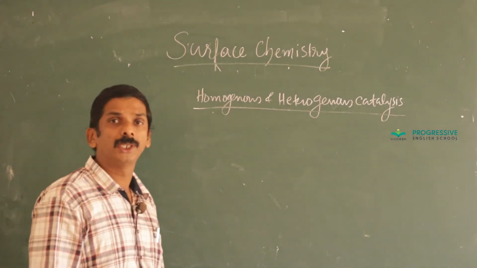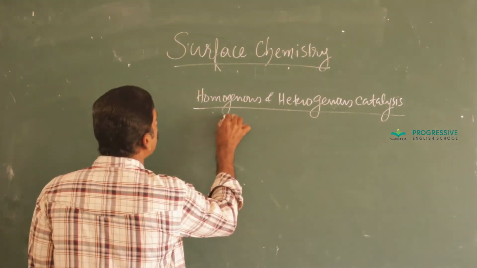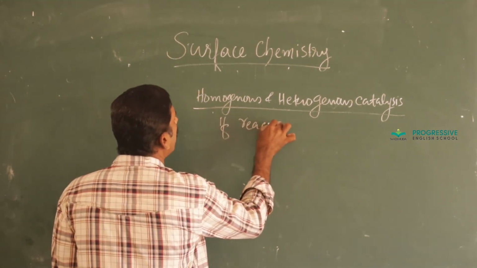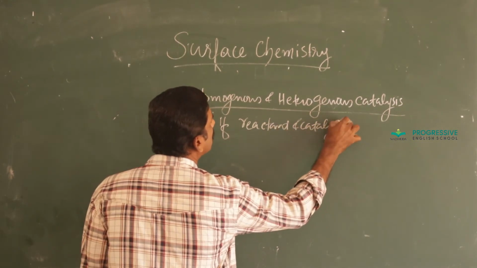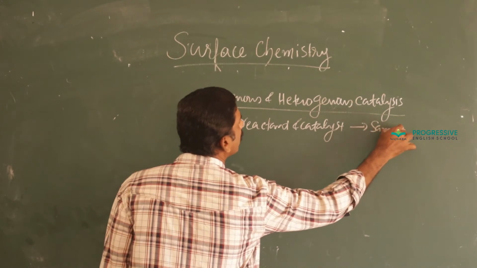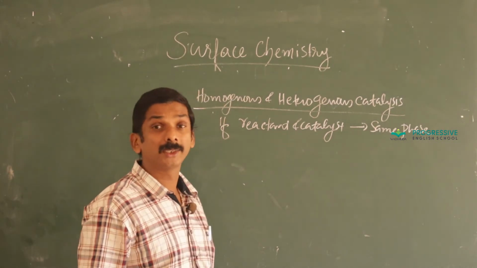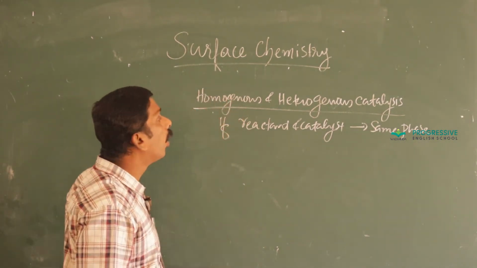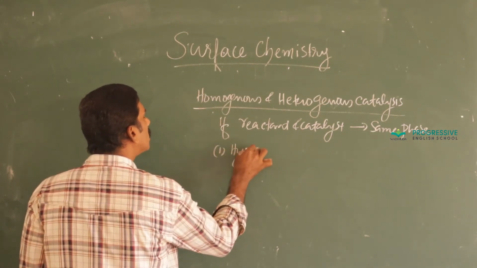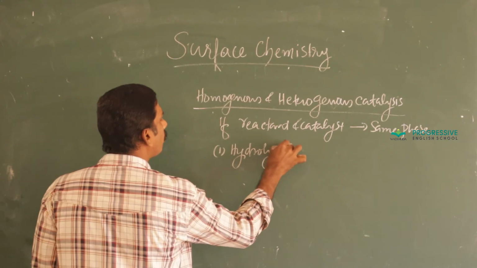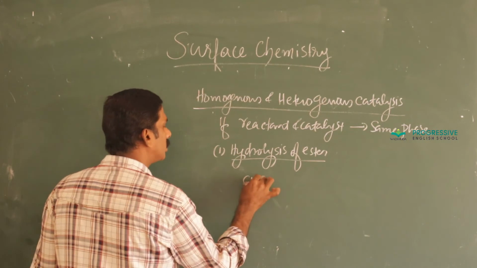Homogeneous and heterogeneous catalysis. Homo means same. If the reactant and catalyst are in the same phase, it is called homogeneous catalysis. Example, hydrolysis of ester.